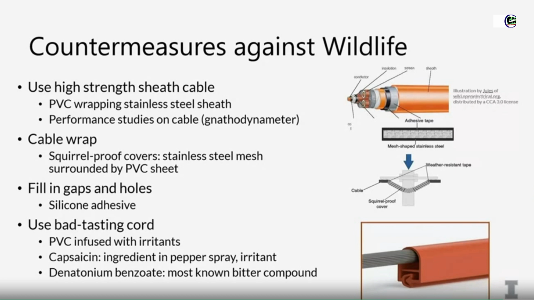They don't like that. And the type of bad tasting cord you use depends on the type of animal that's attacking you. If it's a crow, crows can't taste capsaicin. Birds can't taste pepper spray. So you wouldn't use that. You'd use denatonium benzoate for that. So what you can do is buy cables with these different irritants in them to protect against the animals.